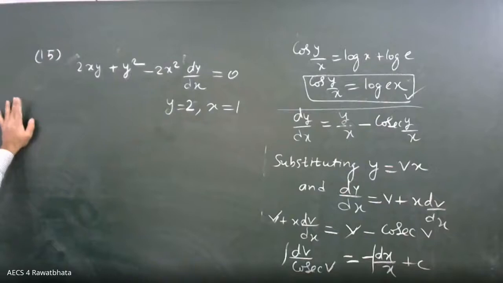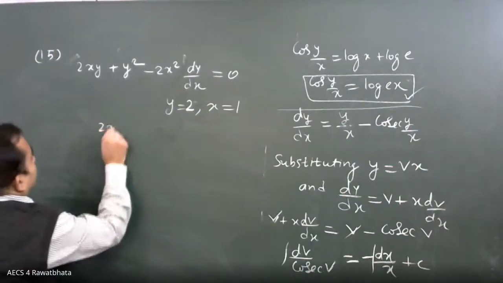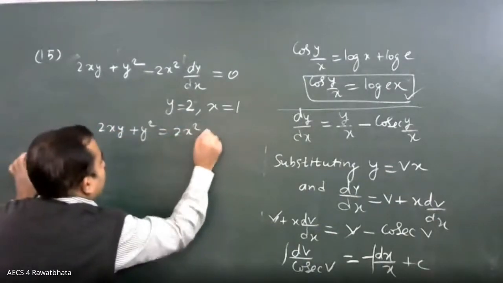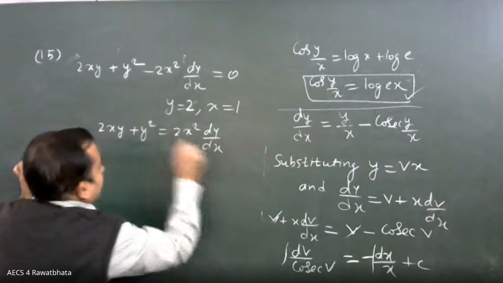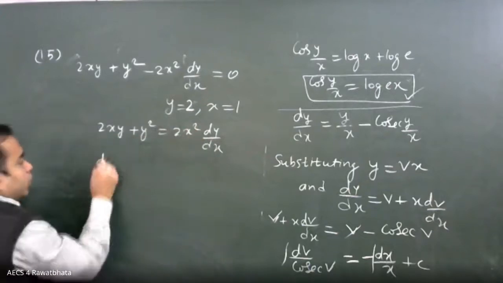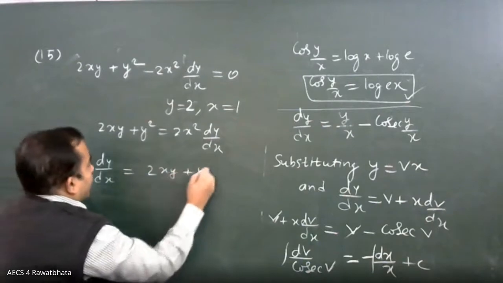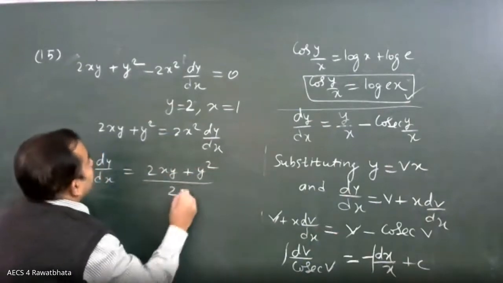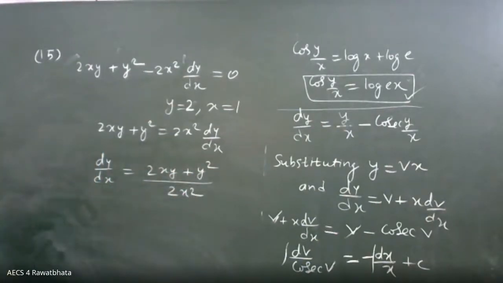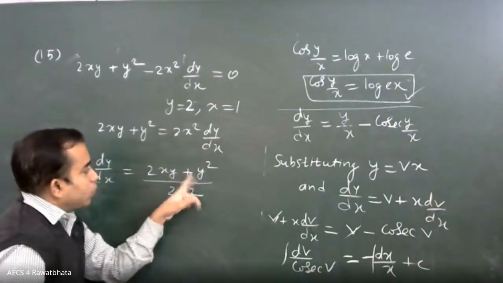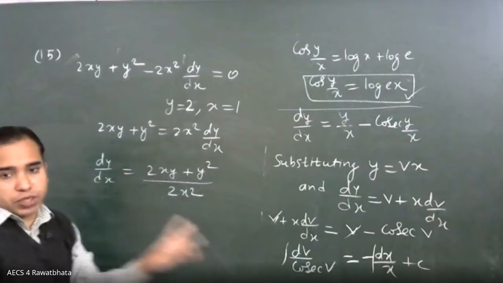First of all, get the value of dy upon dx explicitly. So 2xy plus y square equal to 2x square dy by dx. 2x square bring in this side. So dy upon dx equal to 2xy plus y square whole upon 2x square. Degree of each term in numerator, 2 degree, 2 degree, 2 degree. It is homogeneous differential equation.